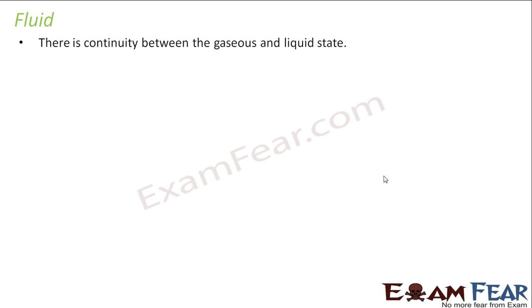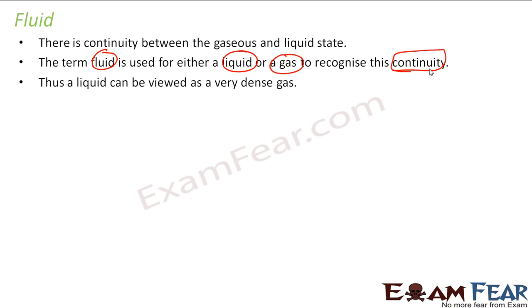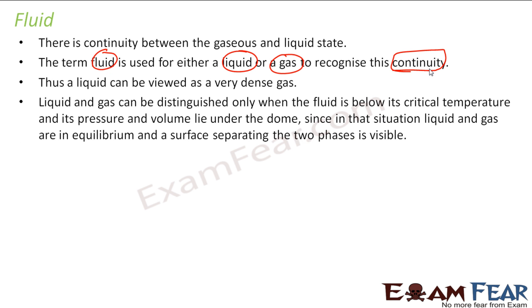Correct? So let's understand the fluid. We said the fluid is nothing but a continuous state for liquid and gas. As I told, there's a continuity between gas and liquid, and that's what I call fluid. The term fluid is used for either liquid or gas just to recognize the continuity. To explain the continuity, we use the term fluid. And liquid can be considered as nothing but a very dense gas. And liquid and gas can be distinguished only when the fluid is below critical temperature. If it's above critical temperature, you can't even distinguish them.